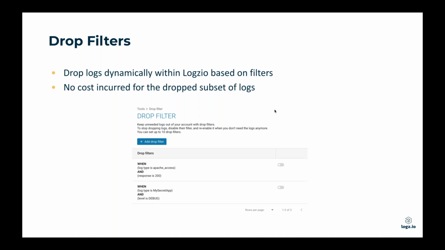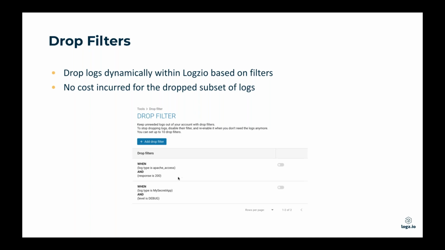The drop filters are accessed from the cogwheel in the top right, which is where all your settings and administrative options are. So it's the cogwheel on the top right of the Logz.io application. Then you just go to the tools drop down and drop filter. So it's a new landing page that you can go to. By default, you can currently define up to 10 drop filters within the application.